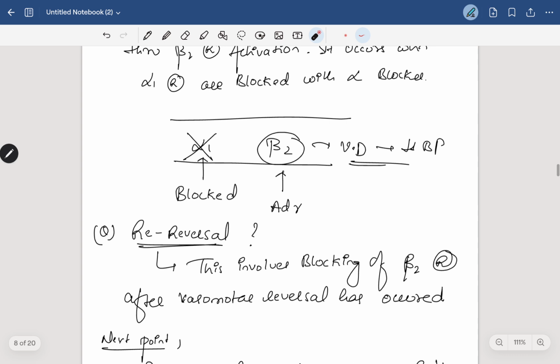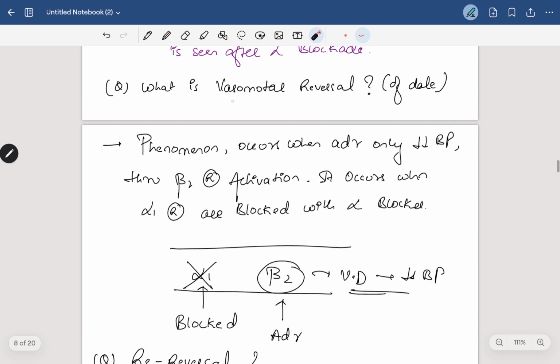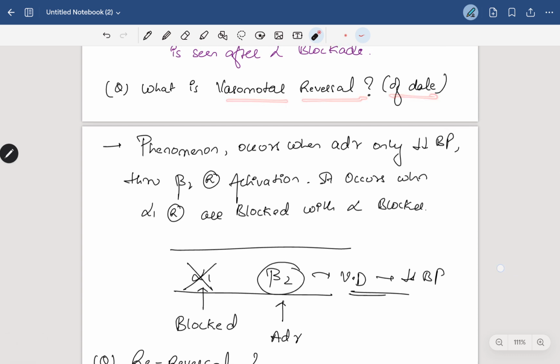So this is your blood vessels. The alpha 1 receptors are blocked with the help of an alpha blocker, and now this adrenaline is only able to act on the beta 2 receptors. Beta 2 receptor causes vasodilation, because of which there is a fall in BP. Right, so this phenomenon is known as vasomotor reversal of Dale.